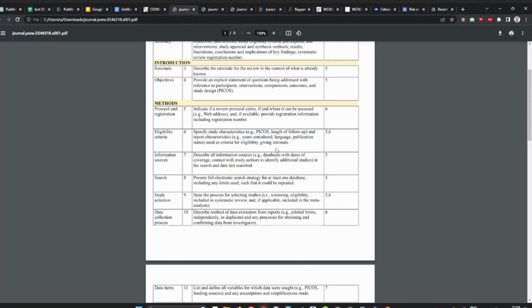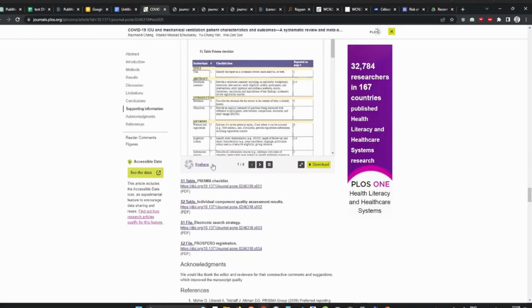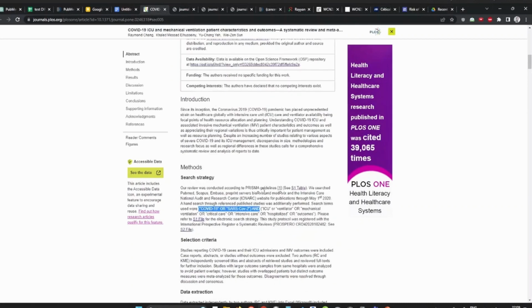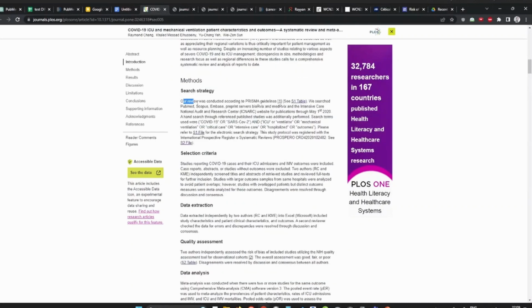I will form an inclusion exclusion criteria. For example, they will talk about the inclusion exclusion criteria. They will talk about everything in the method section. They will talk about the search strategy first, and how they came up with the search strategy.